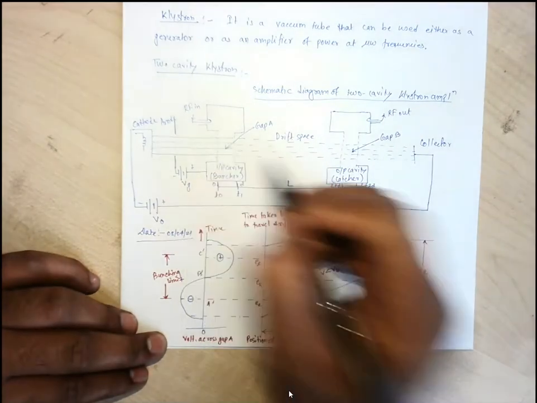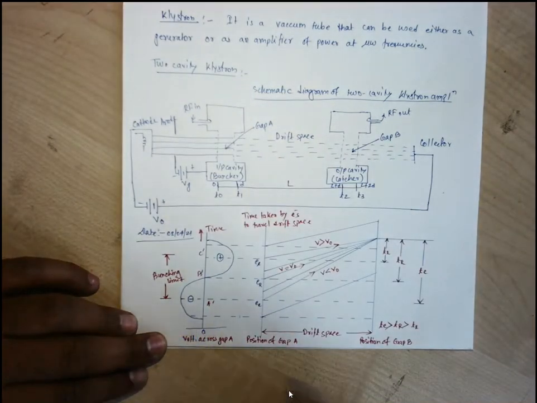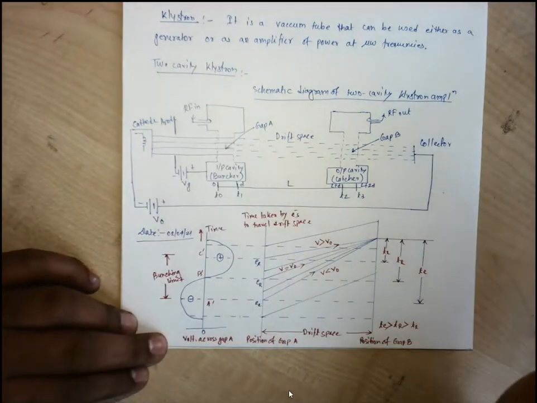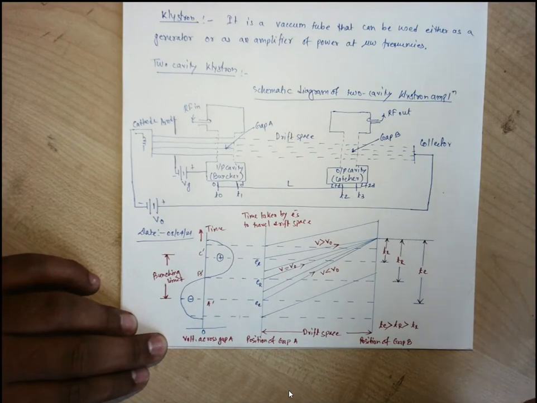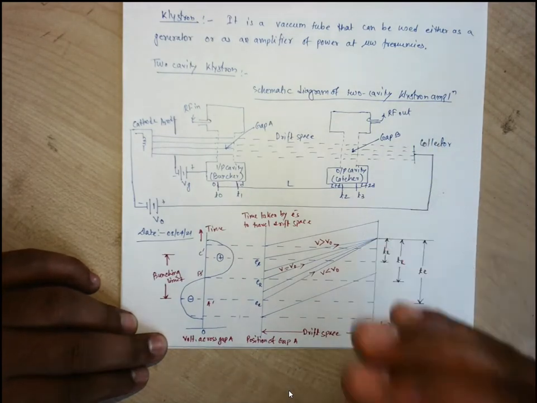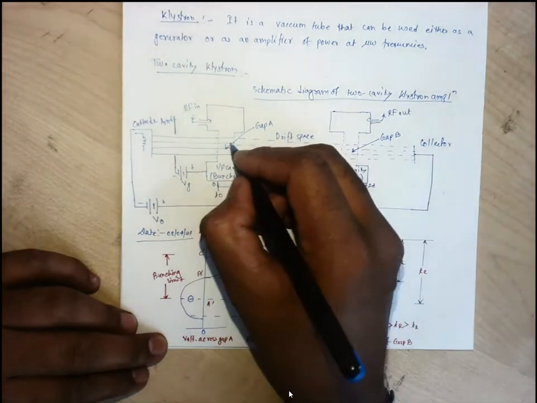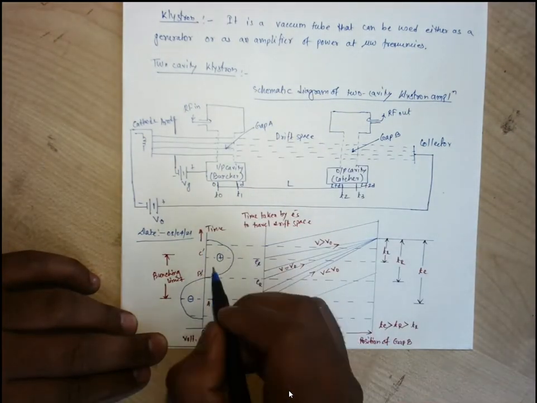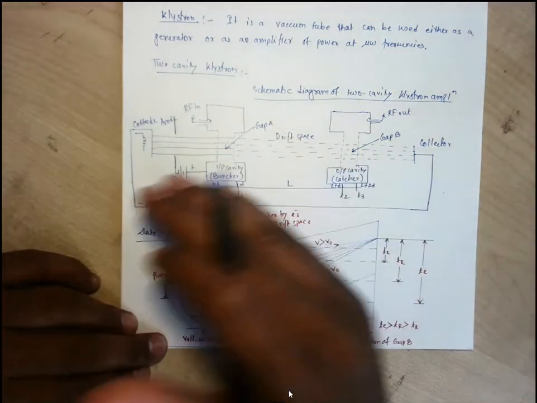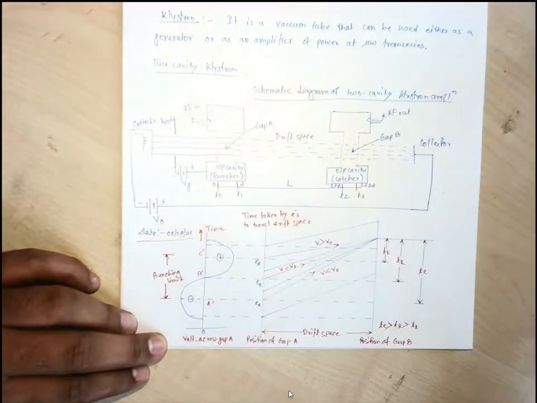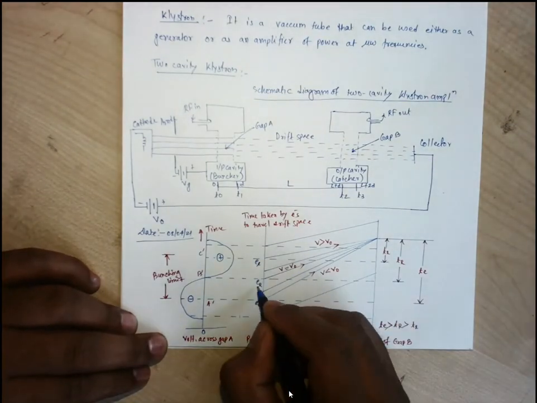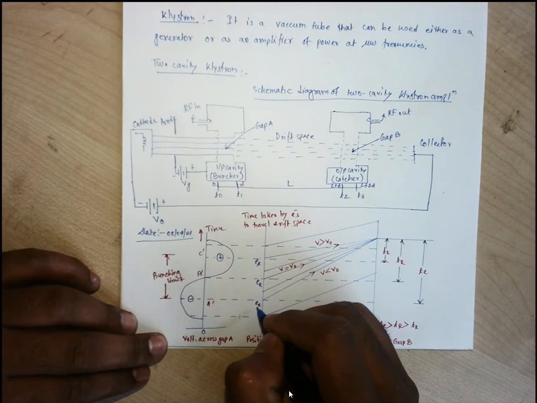So for this positive half, obviously they will get attracted, so they will be accelerated. But let us consider they start their journey quite late compared to the electrons which appear at this gap when the potential is 0. For this cycle, many cycles go through this gap, and the interaction goes on continuously. So let us consider we have three kinds of electrons: one is the reference electron, one is the late electron, one is the early electron.